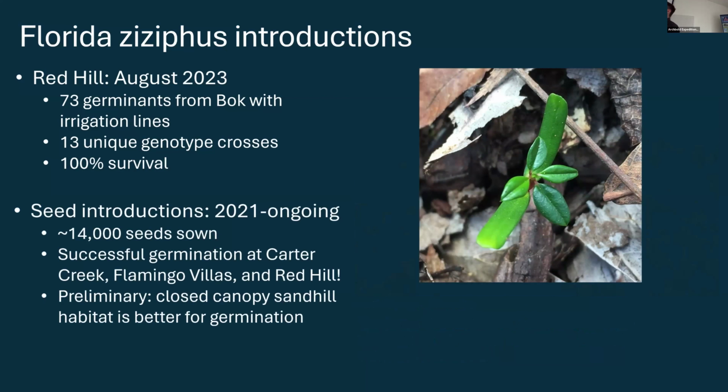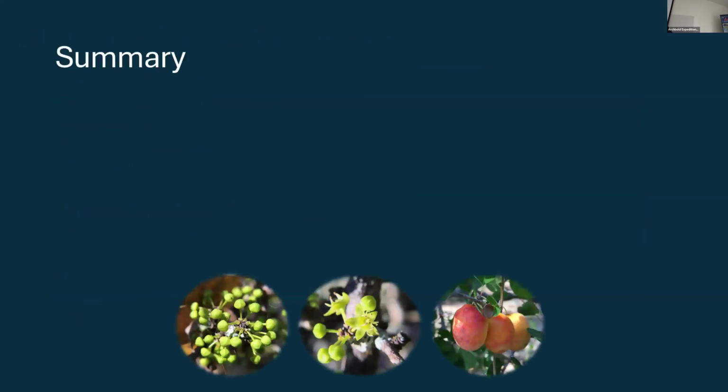We've also had a seed introduction project, which we started in 2021. These are excess seeds from Bok Tower, but we've been able to sow about 14,000 of the seeds. We've been able to do that at Carter Creek, Flamingo Villas, and now up at Red Hill. It seems like, at least for now, the Ziziphus is preferring to germinate in closed canopy sandhill habitats. And we actually just got 5 germinants up at Red Hill just recently.